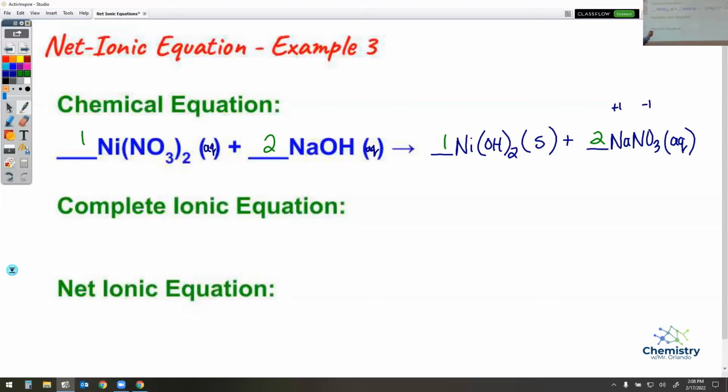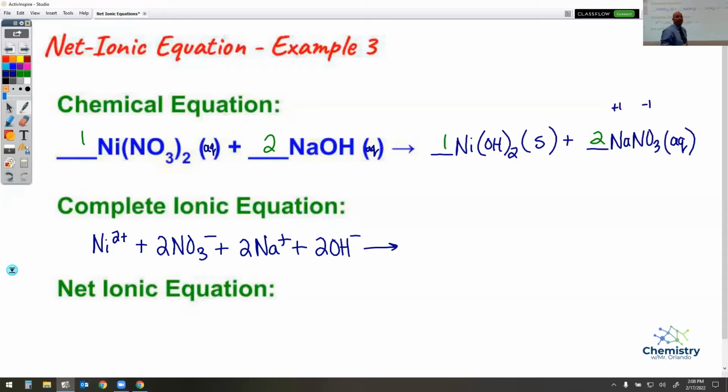Now, writing our complete ionic equation. Nickel 2 nitrate is going to break down into the nickel 2 plus ion plus 2 nitrate ions plus 2 sodium ions plus 2 hydroxide ions. Nickel 2 hydroxide is a solid, thus is going to remain together. Plus 2 sodium ions plus 2 nitrate ions from the sodium nitrate at the end.